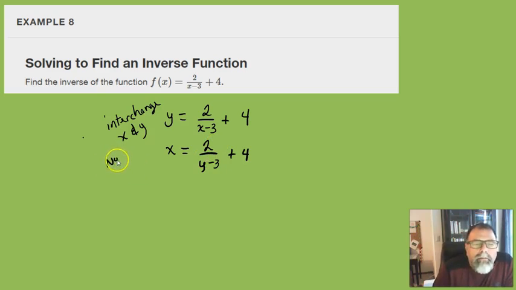Okay, so now solve for new y. Technically this is the inverse of the original function. But to write it as an inverse function, we want to get y by itself and then convert it to the function notation f inverse. Okay, so my first step, I'm going to subtract 4.